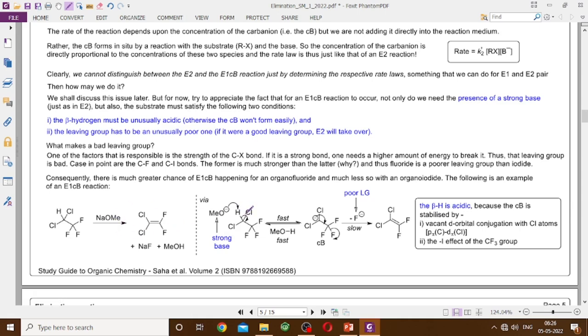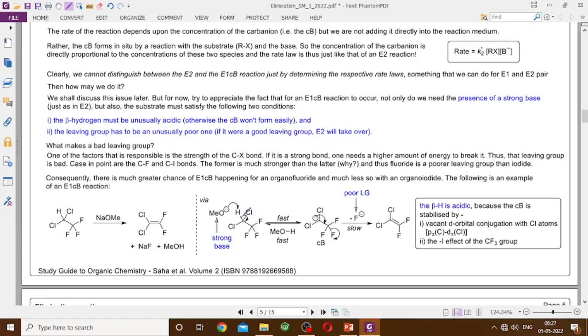Are the criteria satisfied? Yes. This is a strong base, sodium methoxide. pK of methanol is around about 16, so that's not very strong acid. Therefore, methoxide is a strong base. This hydrogen, this beta hydrogen, is acidic because if I deprotonate it and place the negative charge on this beta carbon, then it is stabilized by the minus I effect of the CF3, the negative hyperconjugation of the CF bonds, and the p pi d pi bonding between the carbon and the chlorine.